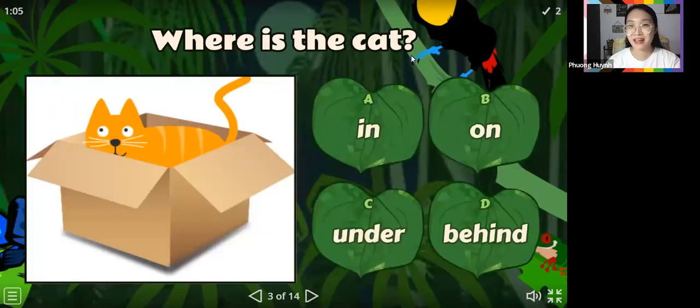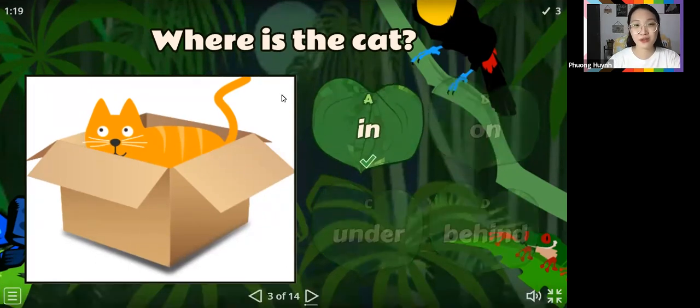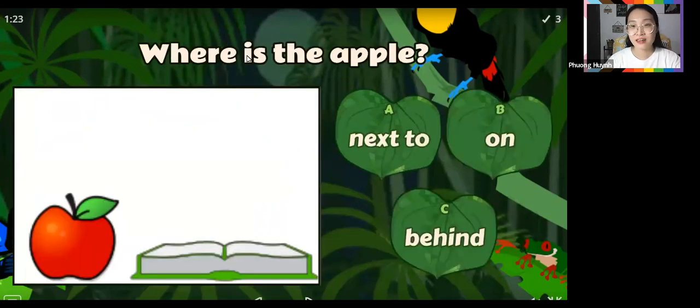All right, so how about the cat? Where is the cat in this photo? So we have in, on, under, and behind. You choose A. Thank you, everybody. So the cat is in the box. Yes. Okay, so this is the box. And move on to the next photo.